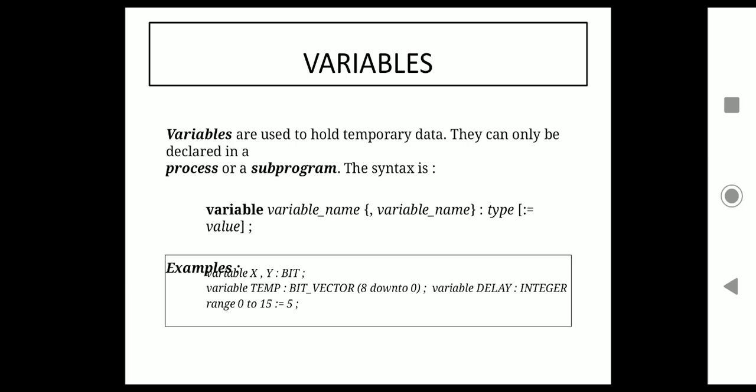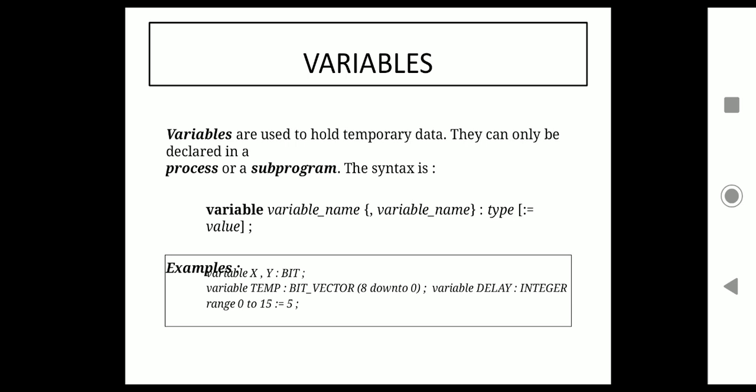Now constants you can define in an architecture, subprogram, process, and in packages also, right? That is the case with the constant. But in case of variables, you can use that under a process statement only, right? Because it is a temporary part of the program. It is not a permanent part of the program.